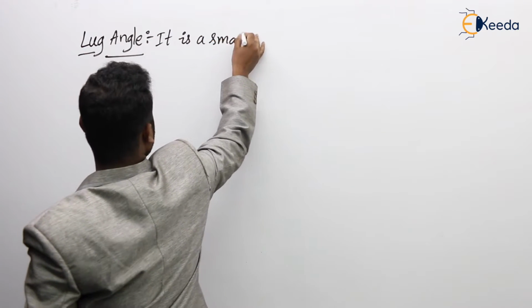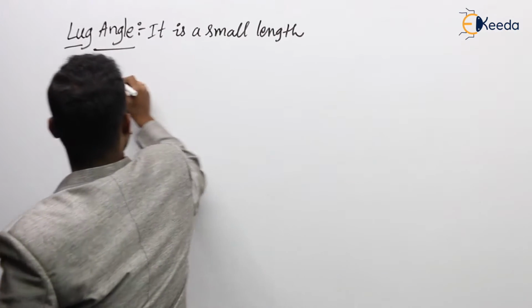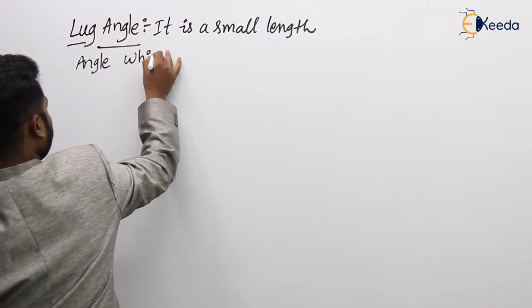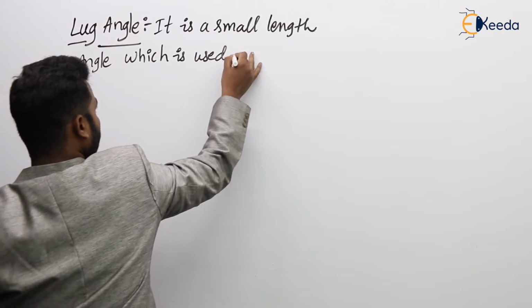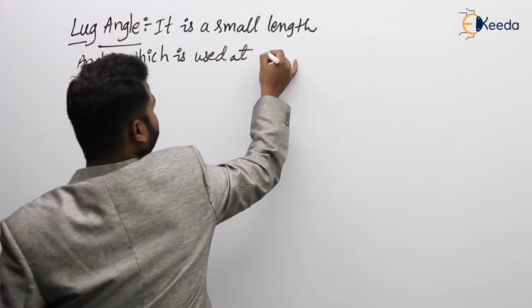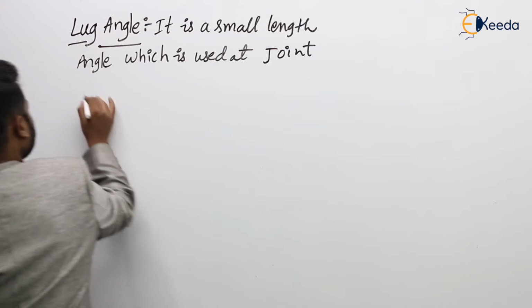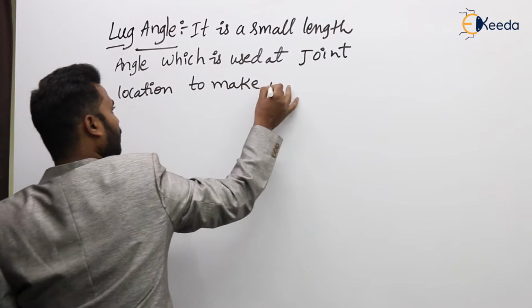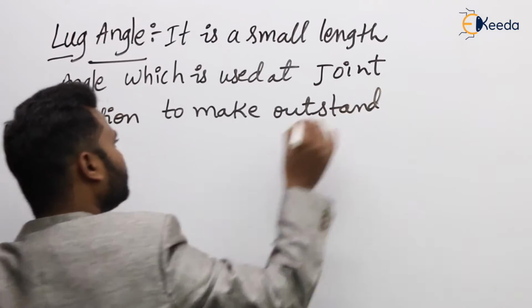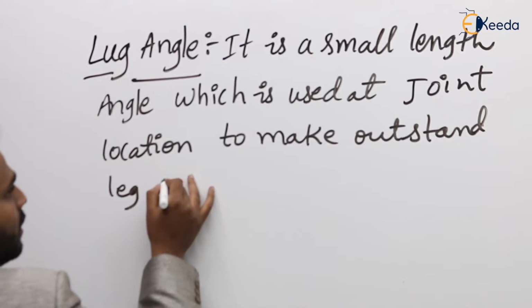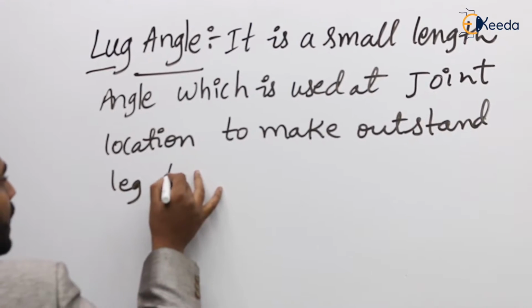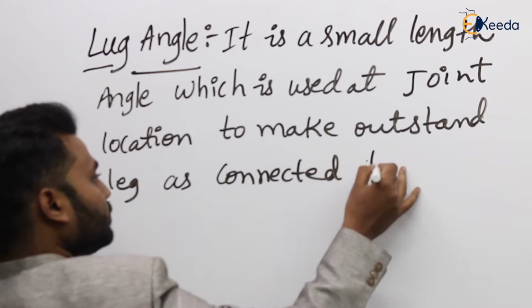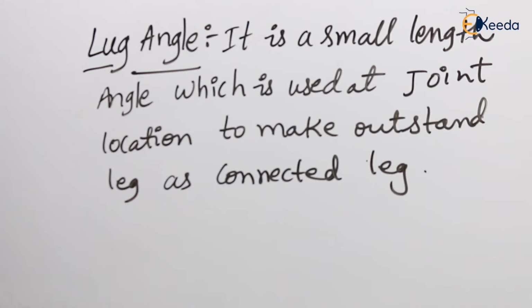It is a small length angle which is used at joint location to make outstand leg as connected leg. Connected leg. So this is lug angle.